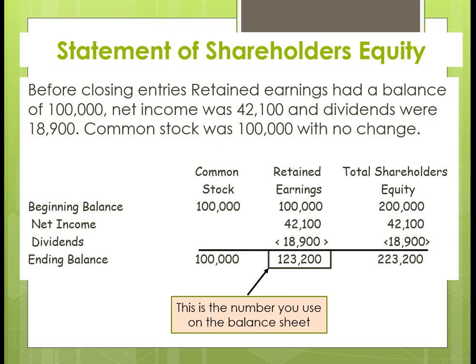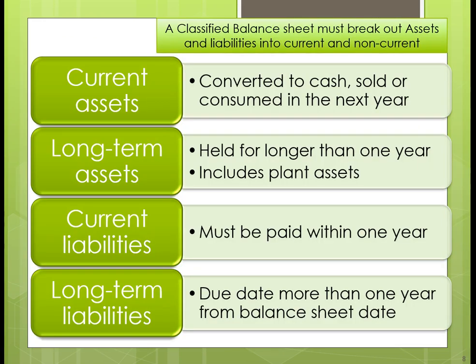Okay, when we do the balance sheet, we must break it down between current assets, converted to cash, sold, or consumed in the next year or the operating cycle, whichever is shorter. Long-term assets are held for longer than 1 year and include plant assets. And the same, we have current liabilities and then non-current or long-term liabilities.